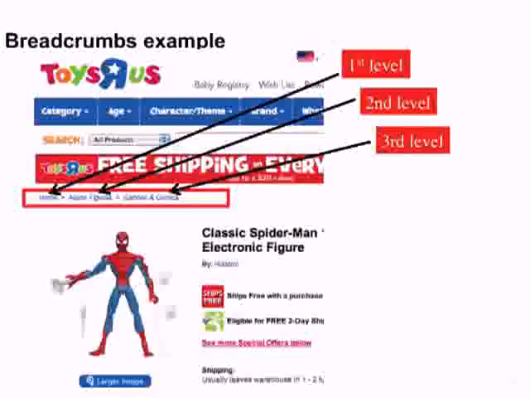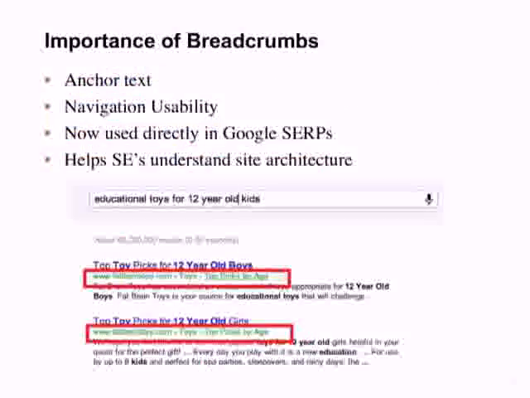Home would be the first level, Action Figures would be the category or second level. Third level would be Cartoon and Comics, the subcategory, and then the Spider-Man action figure would be the actual product or page in this case. So why are these so important?